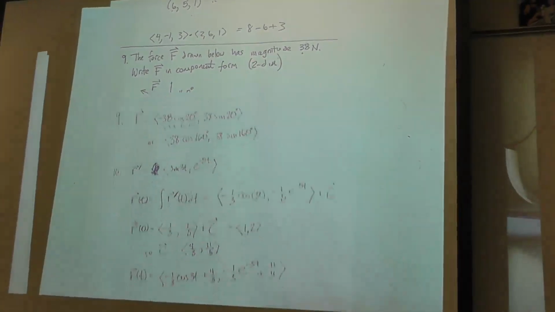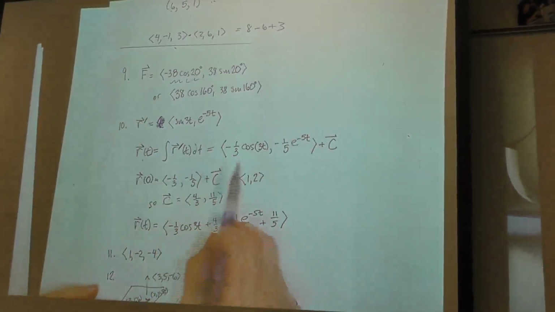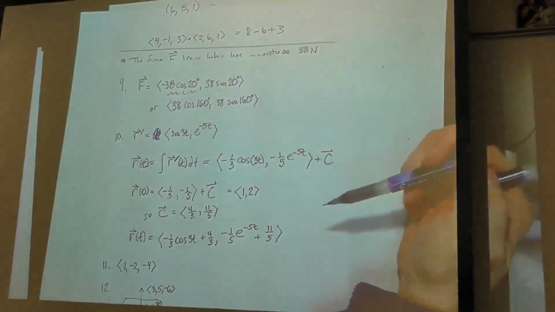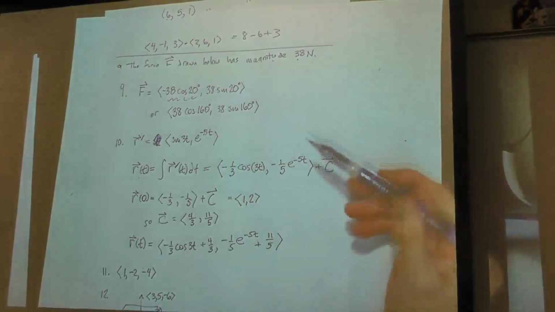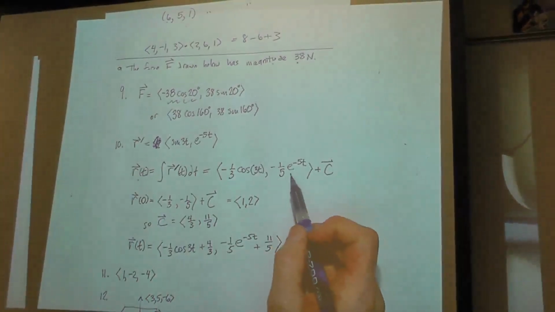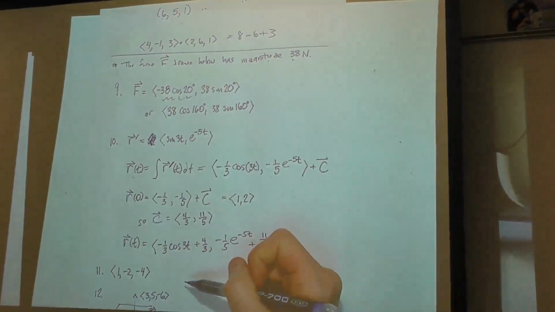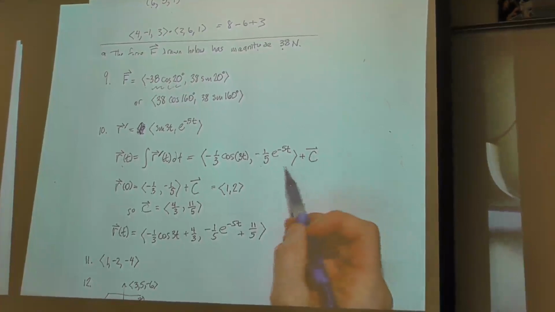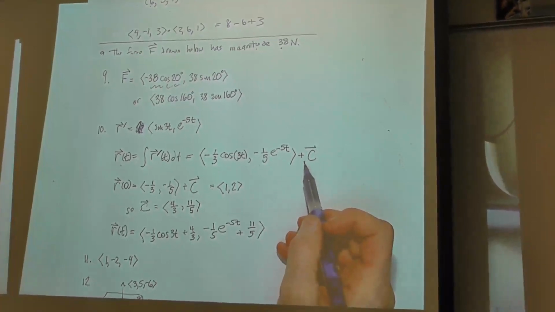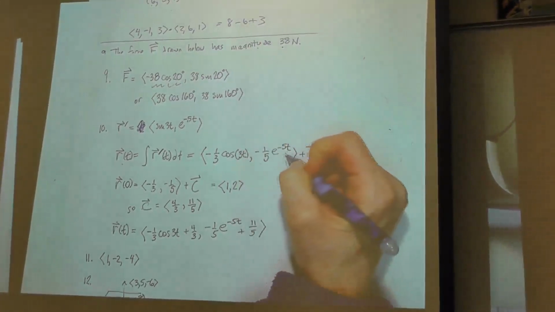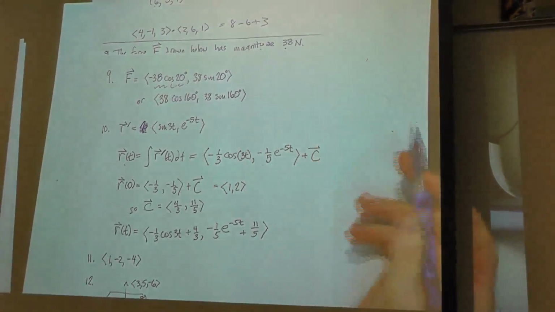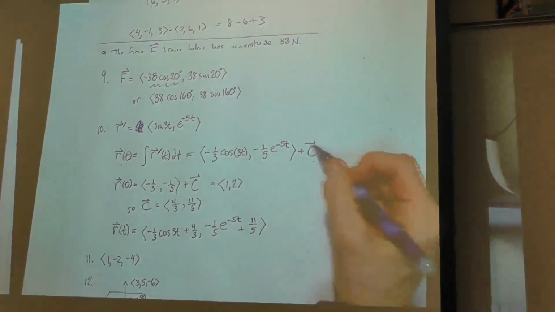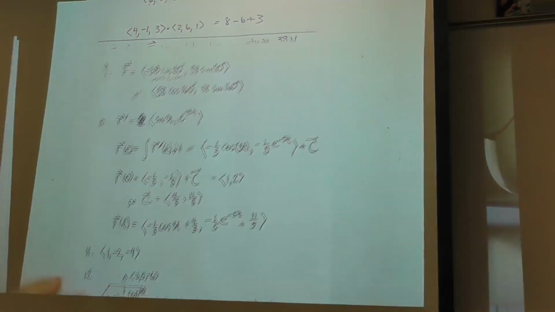Okay, here's our r prime. To get r, you're going to integrate. So the integral of sine of 3t is minus a third cosine of 3t plus a constant. And then the integral of e to the minus 5t is minus 1/5 e to the minus 5t, and it gets a plus a constant. You can go plus c1 plus c2 in the vector stuff, or you can write plus c over here. But this is a vector here. Its components are scalars.